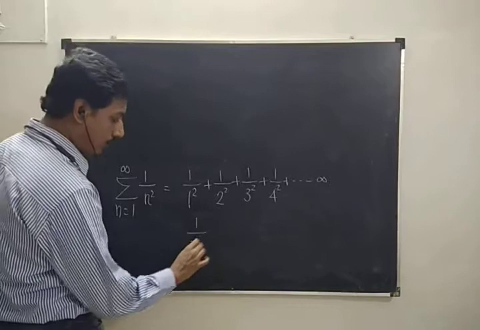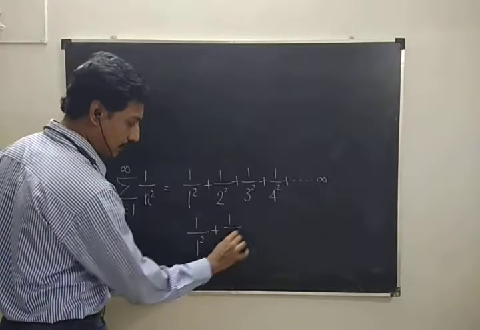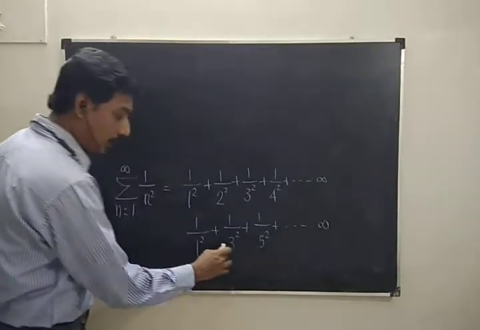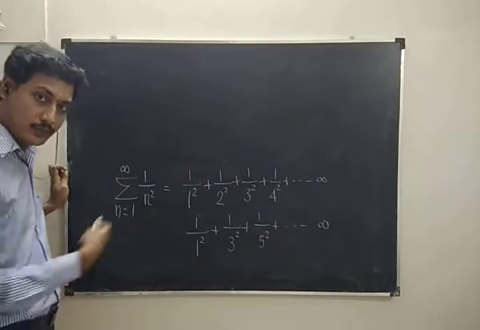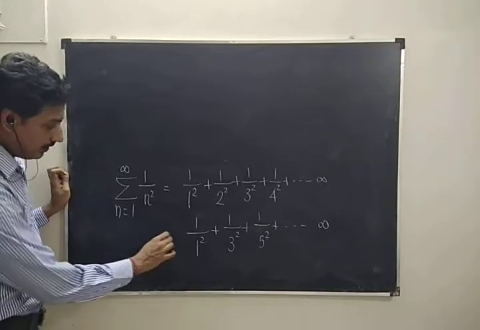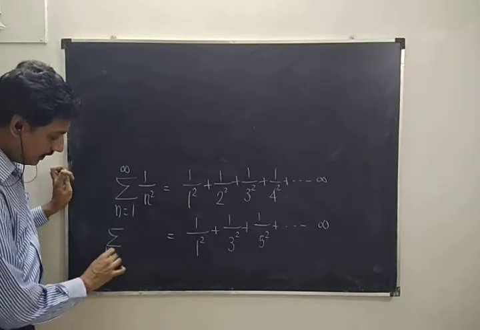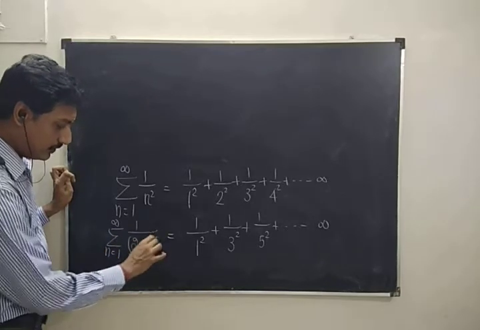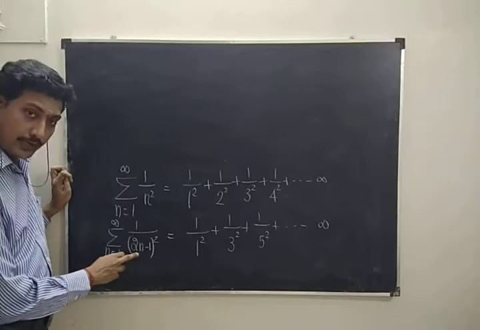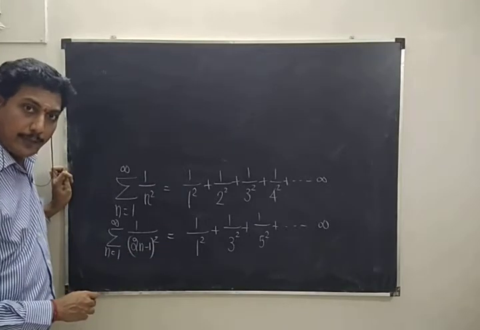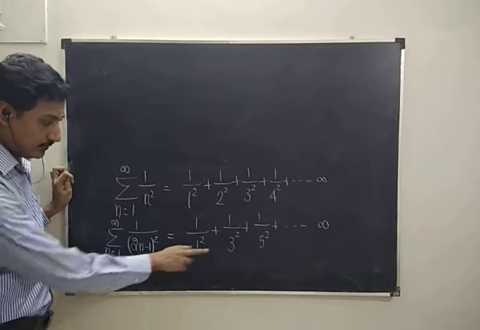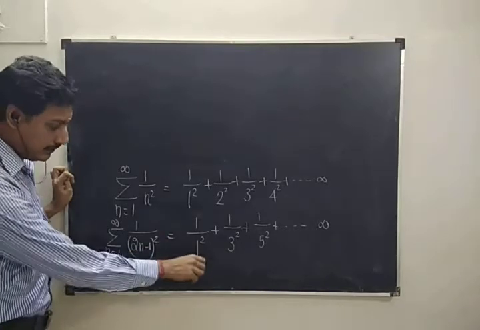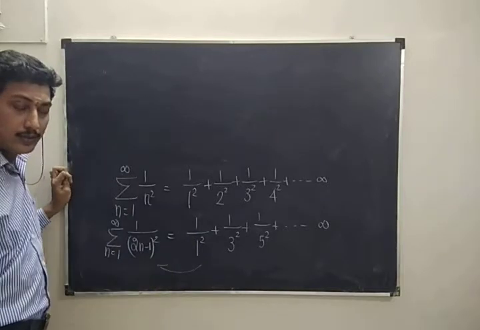Suppose I have 1 by 1 squared plus 1 by 3 squared plus 1 by 5 squared, etc. That means only the odd values in the denominator with the square term. We can write this as summation n equal to 1 to infinity 1 by (2n minus 1) whole square. So both are the same. By putting n equal to 1, we get 2 minus 1 is 1, so 1 squared. By putting n equal to 2, 4 minus 1 is 3 squared. For n equal to 3, we get 3 into 2, 6 minus 1, 5 squared. So this indicates the odd values, and the other indicates all the numbers.